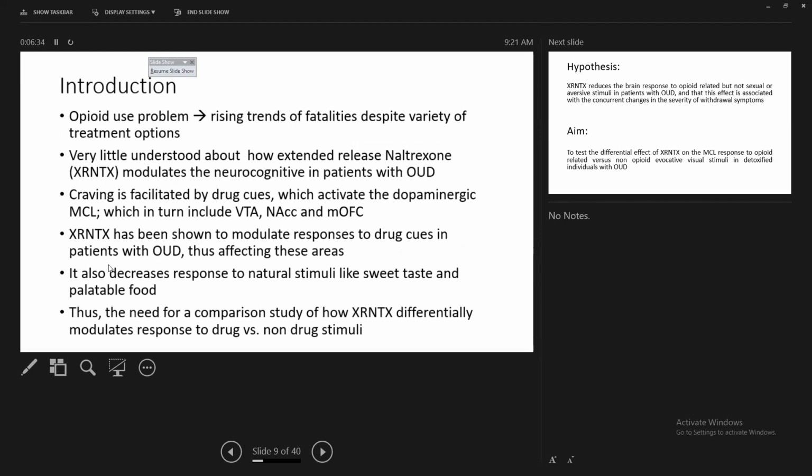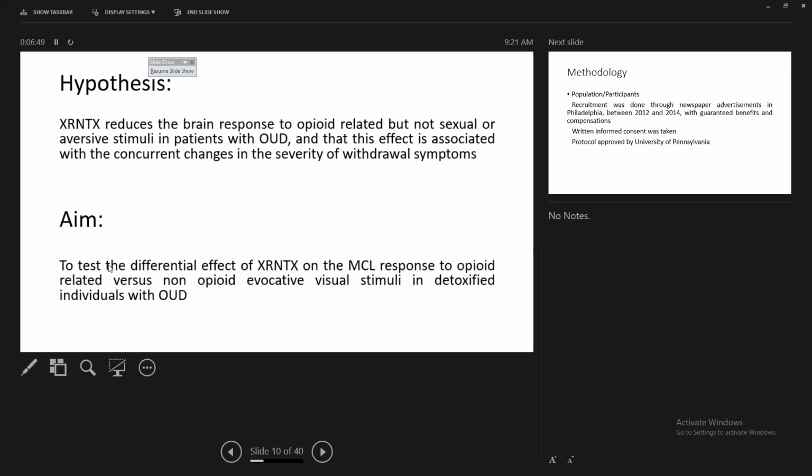Nucleus accumbens and middle orbitofrontal cortex, MOFC and NAc. Those are the two areas taken in this article as the regions of interest, ROIs. Okay, so they have just given an introduction. They have made a case for why extended release naltrexone injection should be given over an oral naltrexone, right?